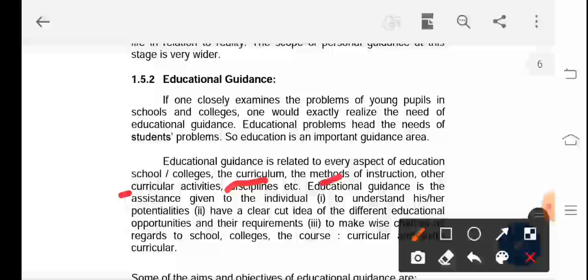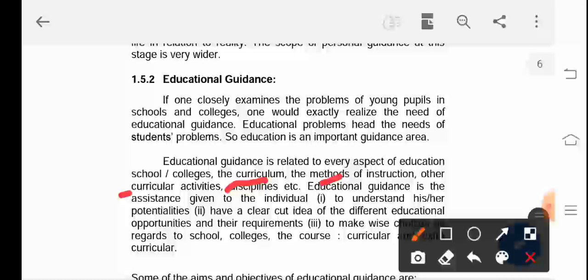It also gives assistance to the individual or student to understand his or her potentials, to have a clear-cut idea about the different educational opportunities and their requirements, and to make a wise choice regarding the school, college and course with respect to curricular and co-curricular activity.